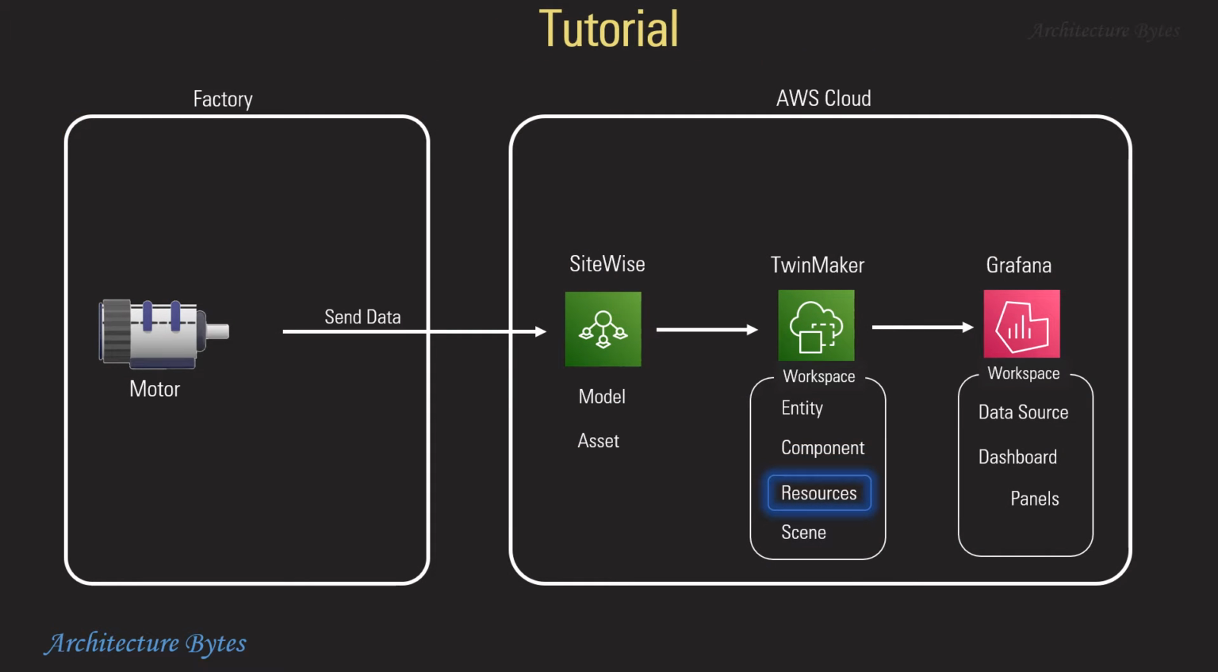Next, let's add a resource. A resource is simply a 3D model of the physical asset. So in our case, it will be a 3D model of the motor. A 3D model can be created using a variety of 3D modeling software, and it will be in a specific file format, for example, GLB.